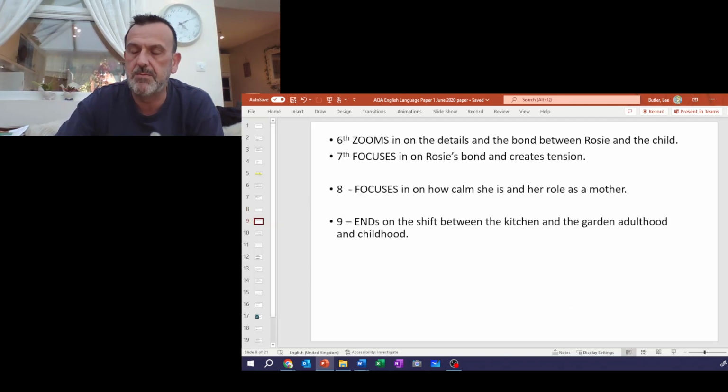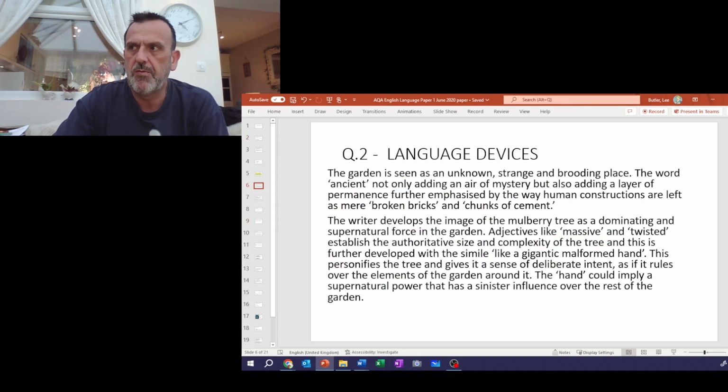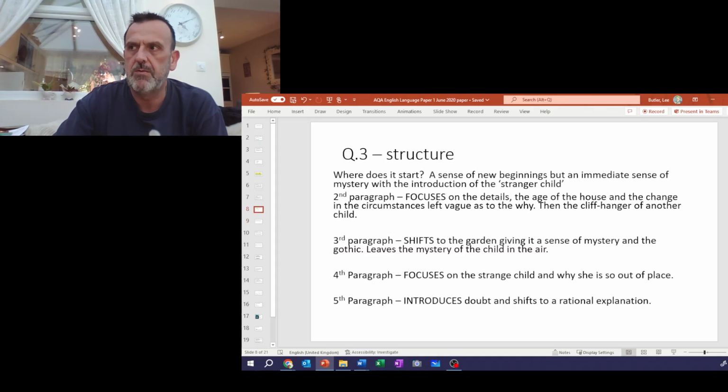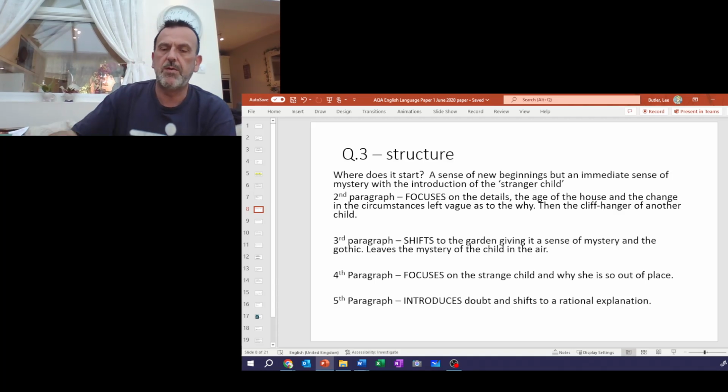Paragraph 6 zooms in particularly between Rosie and the child. We then focus on it, and then in 8 we suddenly get this introduction of her maternal feelings, and then 9 is the fact that she moves away from the domestic chores into the garden and almost embracing her childhood, or embracing something. So if you go through any extract and think, is it focus, shift, zoom, introduction for each paragraph, that will give you 3 or 4 things to say in your answer.